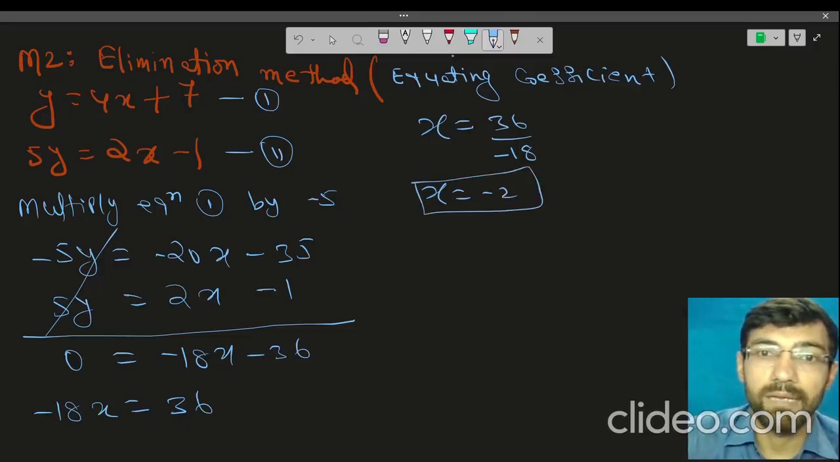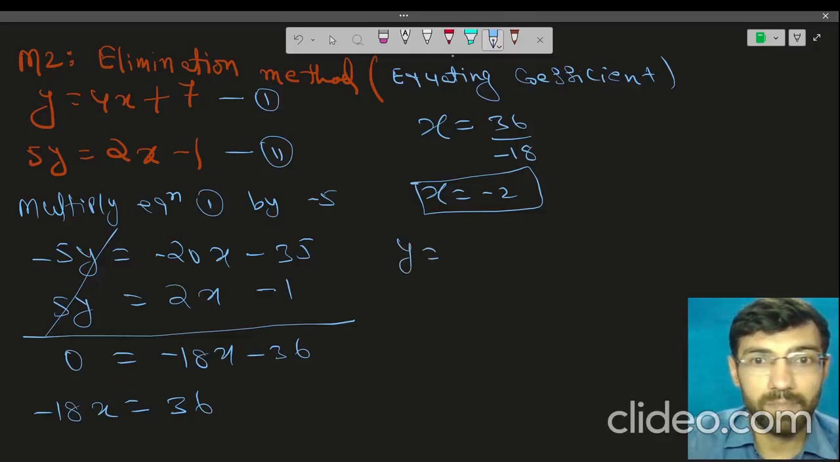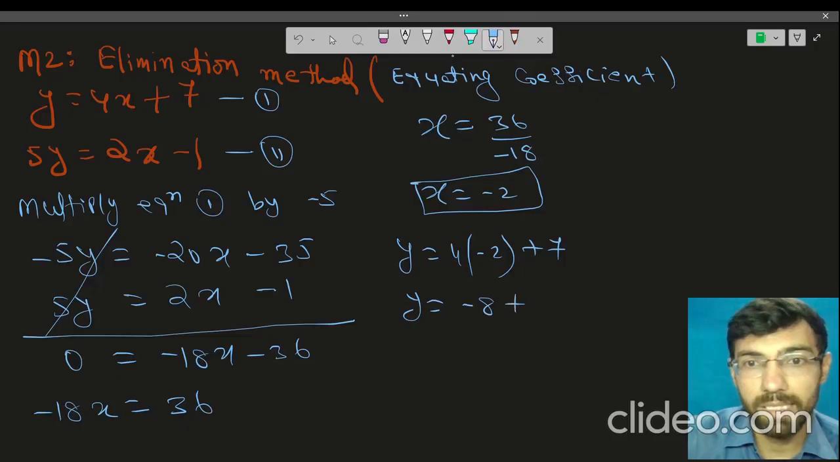In the same way, if I have x, how to find the other variable y? You can substitute it in any other equation. Let us substitute it in equation number 1. So my y will be 4 into minus 2 plus 7. Correct? So this is again y equals to how much? Minus 8 plus 7, that is y equals to minus 1.